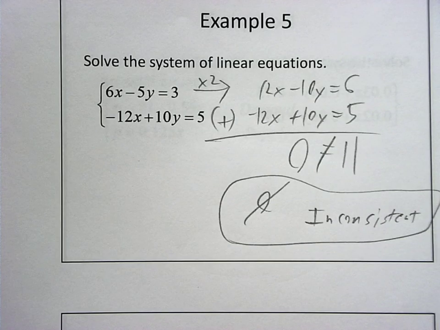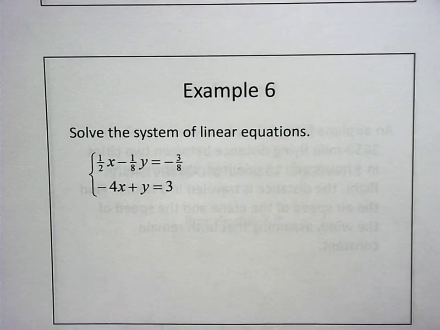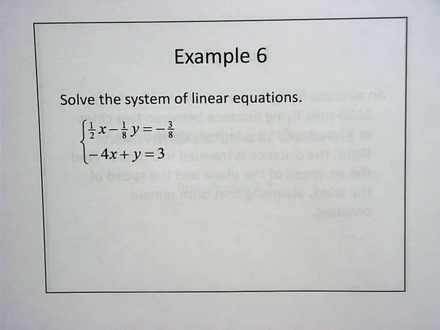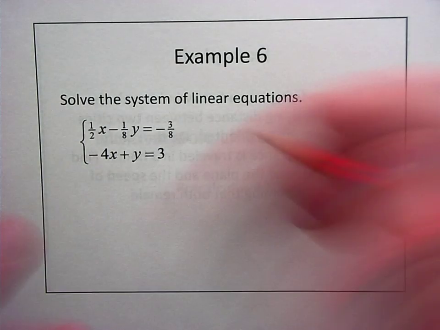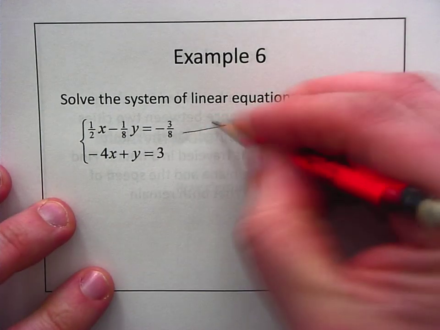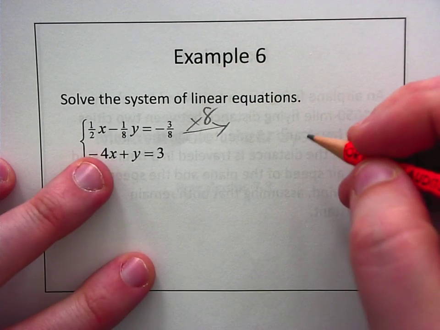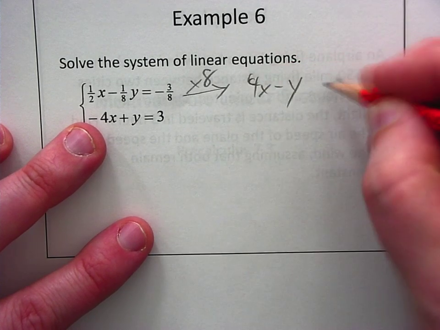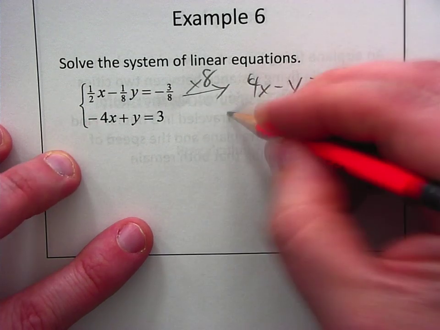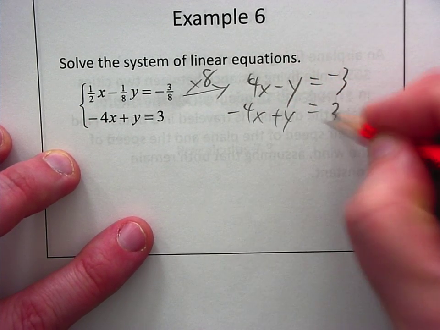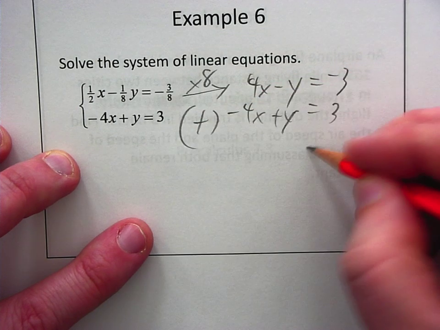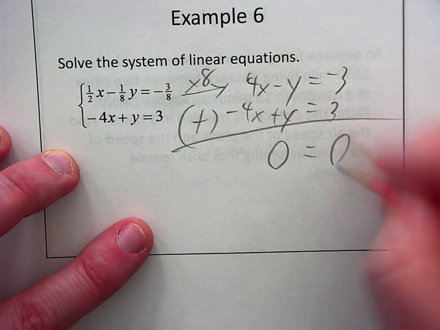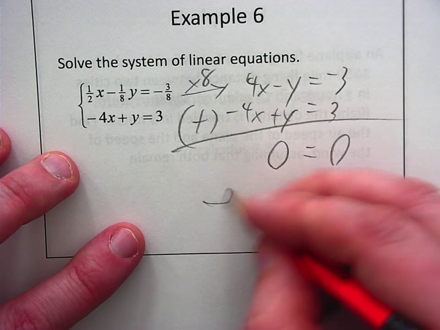So, for this one, what do I want to multiply by? 8. Biggest least common denominator, essentially, to get rid of the denominators. If I multiply times 8, what am I going to get on top? Minus y is equal to negative 3. Here I have negative 4x plus y is equal to 3. So if I add those two together, what am I going to get? 0 and 0. So the idea is you have infinitely many solutions.